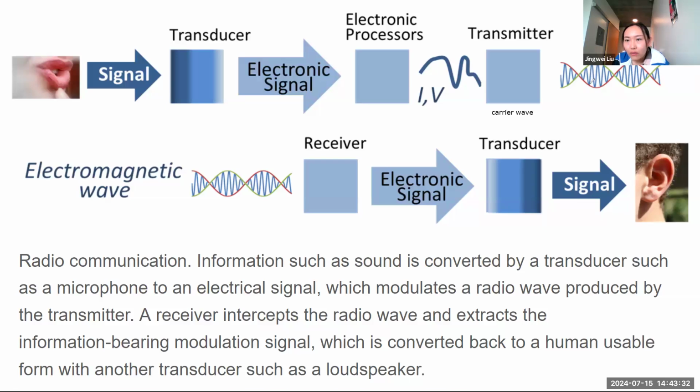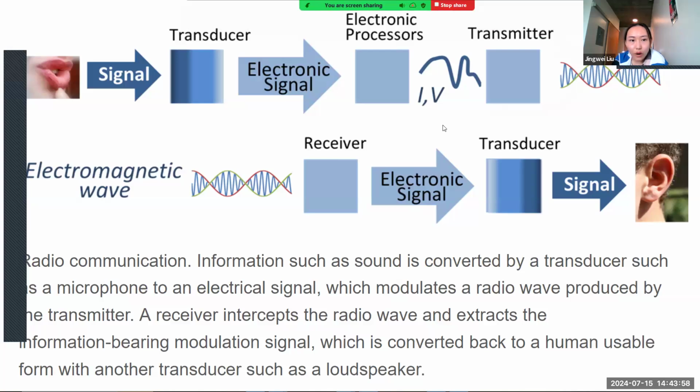This high frequency wave here is actually generated by the transmitter. So these are the carrier waves, and these slower waves here, right? This package is actually generated by your mouth. So this is the electronic signal, the electronic waves.